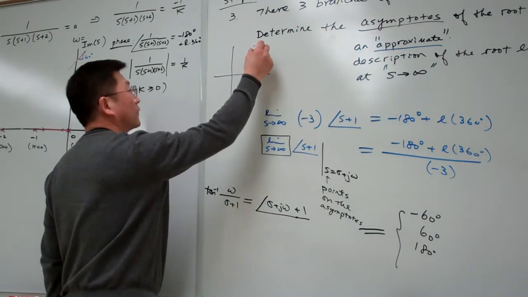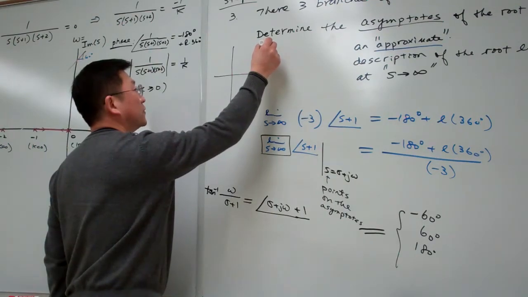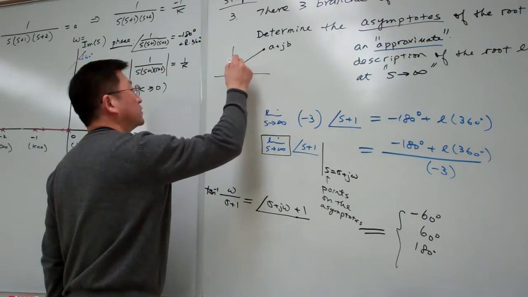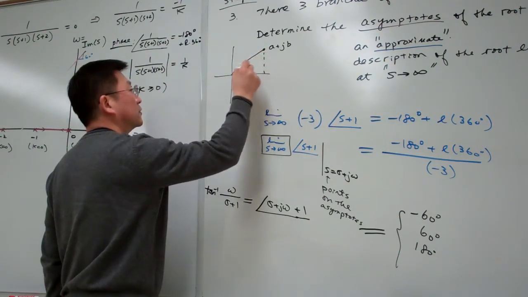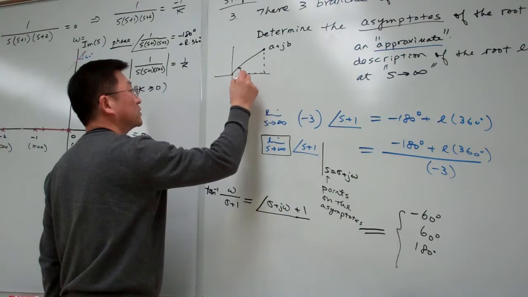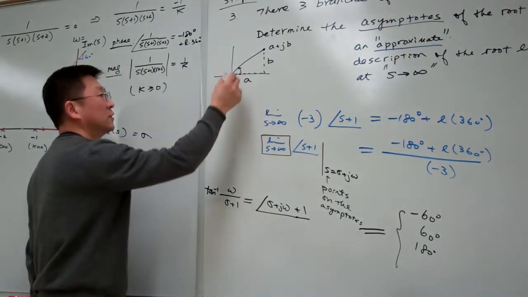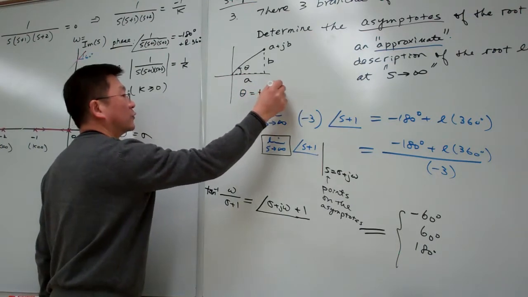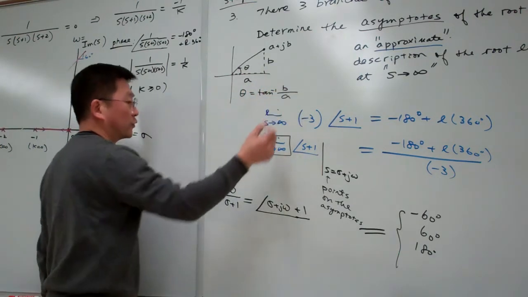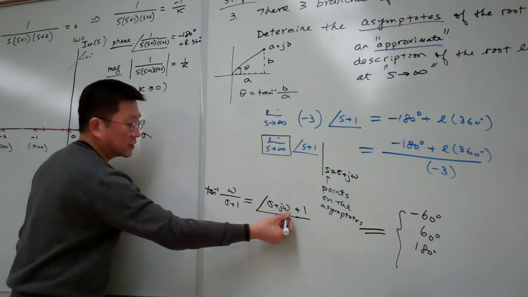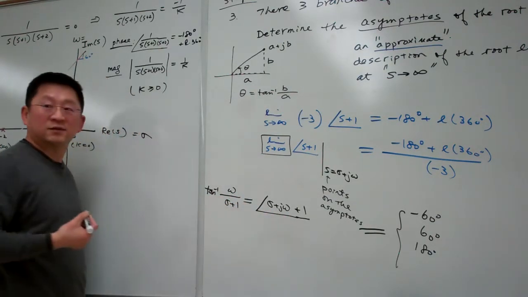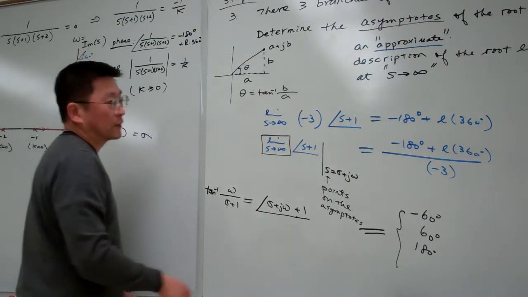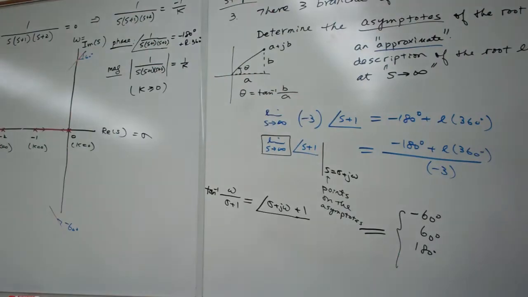So if we have any number here, so S equal to A plus JB, then the phase angle is calculated using this. So this is the real part, this is the imaginary part. So the phase angle theta equals arctangent of the imaginary part divided by the real part. For this case, this is the imaginary part and this is the real part, so we pick up this formula here. Okay. So now for this case, we keep doing here.